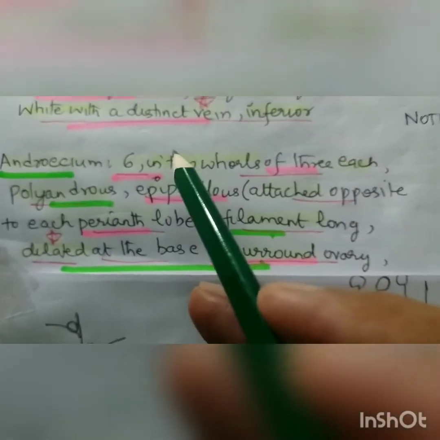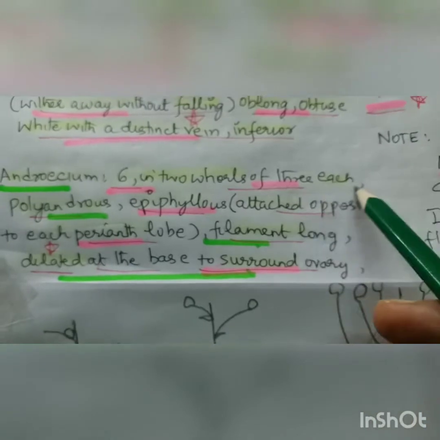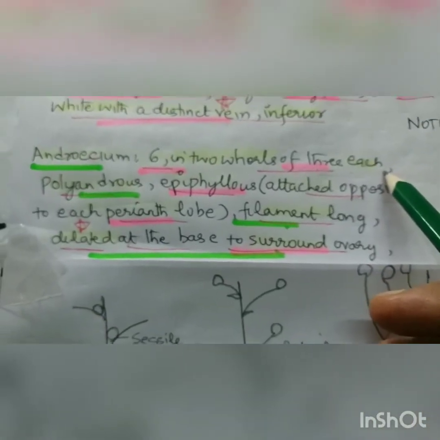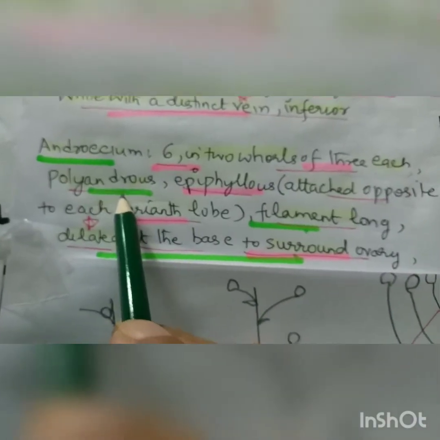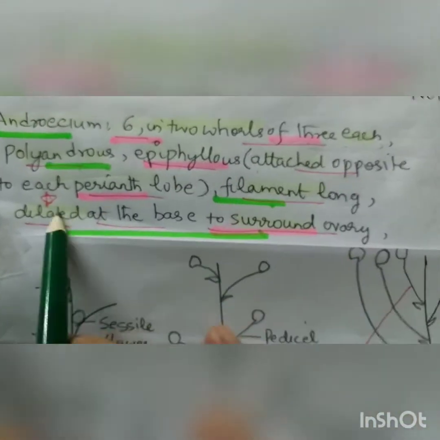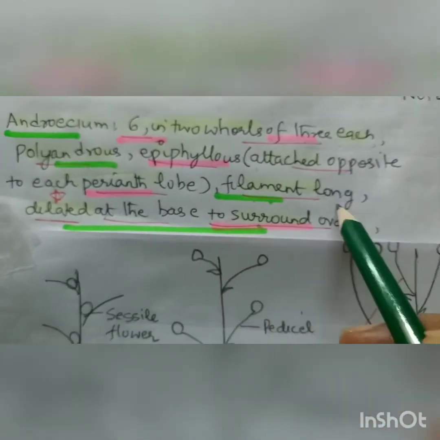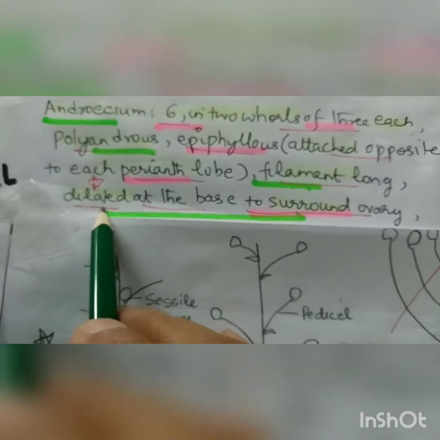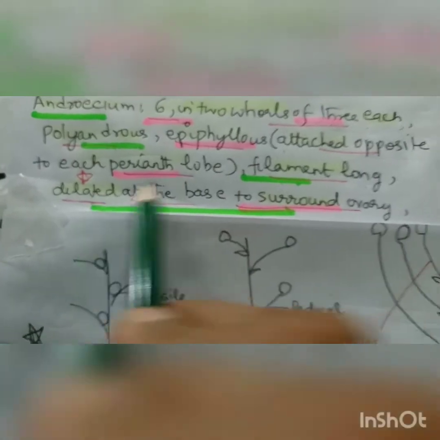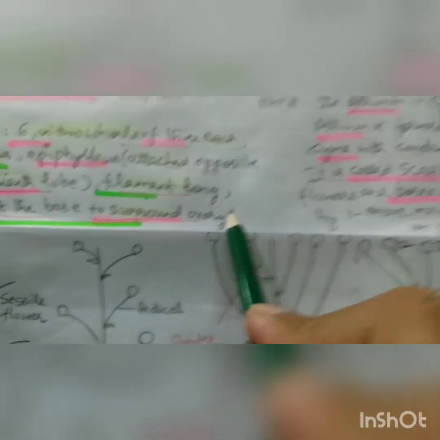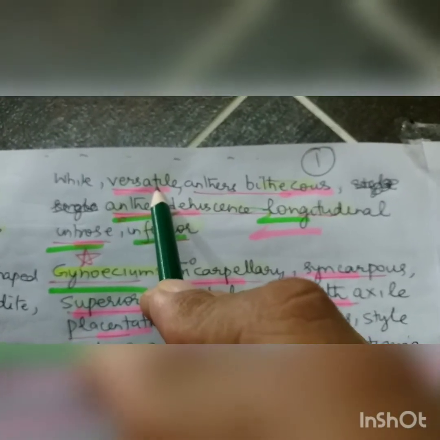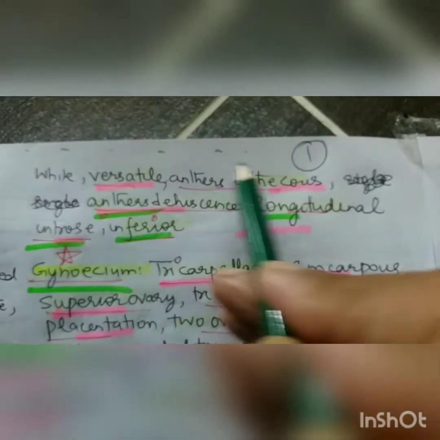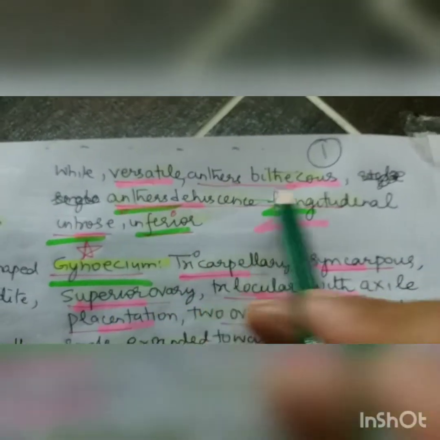Now we are coming to the next part, that is androecium. Androecium is 6 in 2 rows of 3 each, same as perianth. Polyandrous means free. Epiphyllous means attached opposite to the perianth lobes. Filaments long, dilated at the base to surround the ovary, very important, this question will come. And this question is very important: the versatile anthers. You will get versatile anthers in Gramineae also. Bithecous, anthers dehiscing longitudinally introrse, and by default it is inferior.